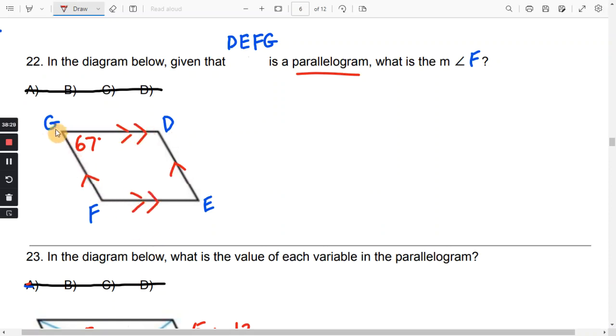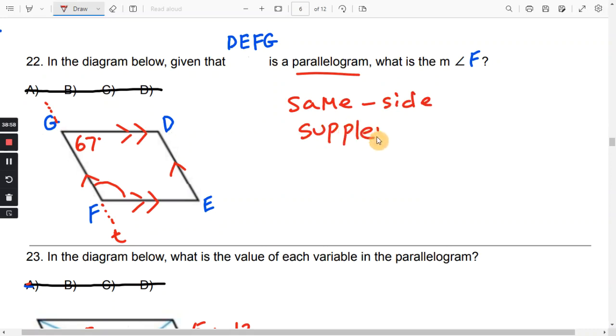Okay, and this right here, we have 67. This line cutting through would be your transversal. You can call it T if you want. But anyhow, angle F is the one we want. Both angles are on the right-hand side of this transversal. And if you remember, when you have parallel lines and a transversal, same side angles are supplementary.